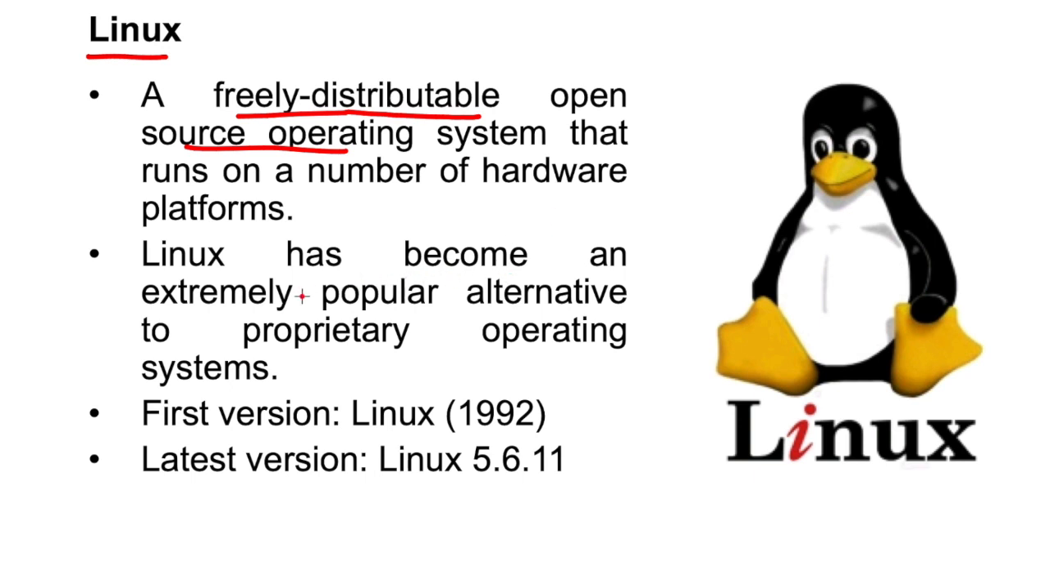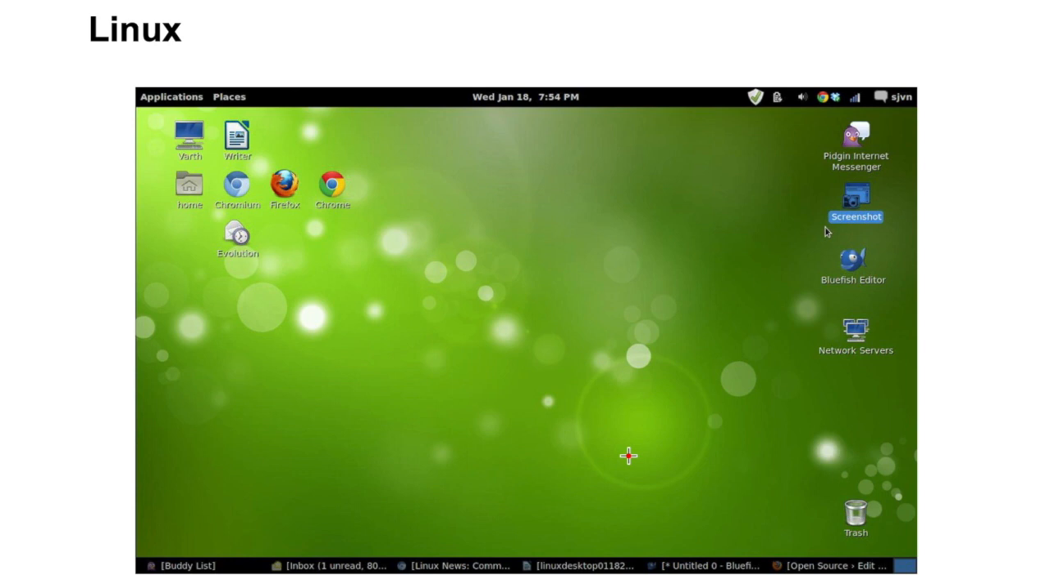Linux has become an extremely powerful alternative to proprietary operating systems. The first version was in 1992, and the latest version may be 5.6.11. So this is how a Linux operating system looks.